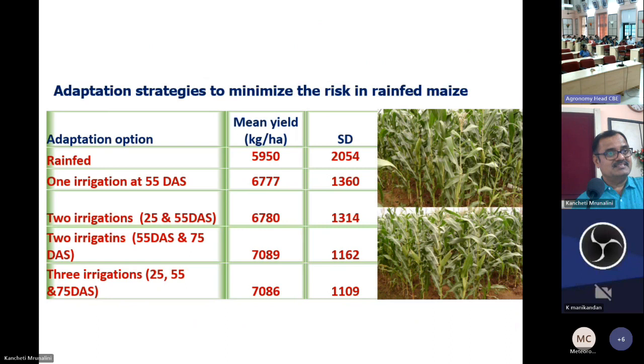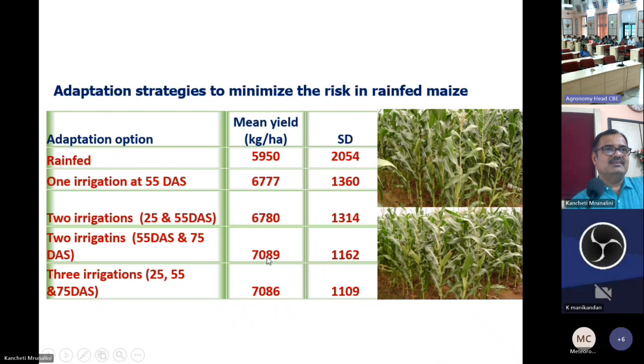Now adaptation strategies. If 5 irrigations are available to a rainfed farmer, this is the yield. This is the standard deviation. Out of all irrigations, if 2 irrigations are available, one at 55 days, that means tasseling and silking, and one at the grain filling stage, 75 days, if you give the irrigation, this is the yield. And with the same 2 irrigations, if one is at 50 days, here the standard deviation is relatively less compared to this, and yields are also very high.